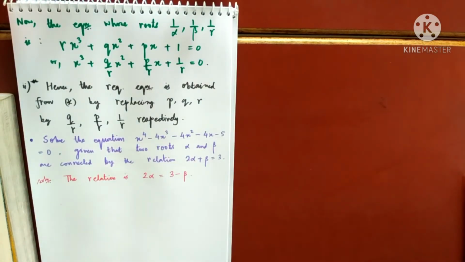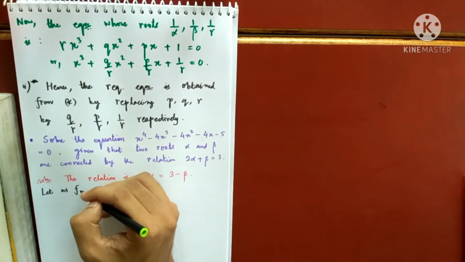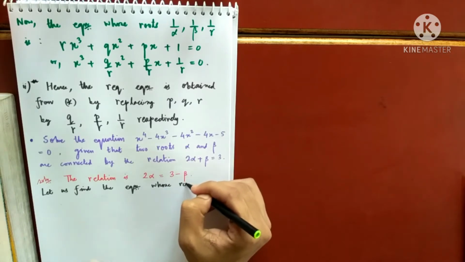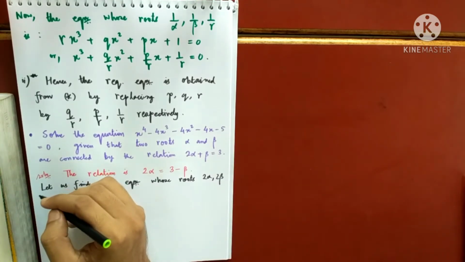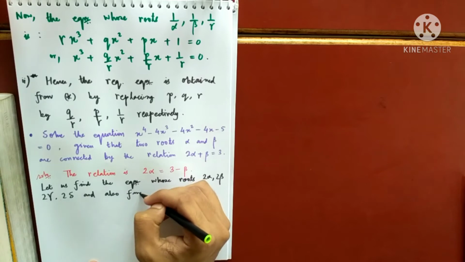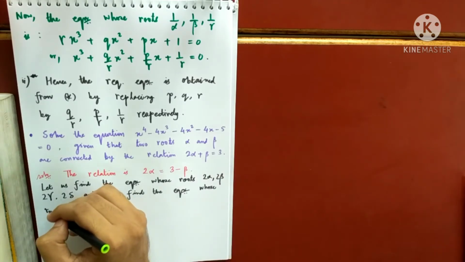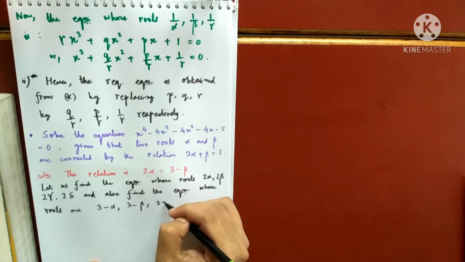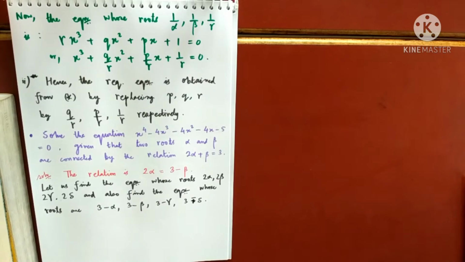Let's do that. So let us find the equations whose roots are 2 alpha, 2 beta, 2 gamma, 2 delta, and also find the equation whose roots are 3 minus alpha, 3 minus beta, 3 minus gamma, and 3 minus delta. Why I am doing this, I'll tell you. So let's do this. Easy, not that difficult.